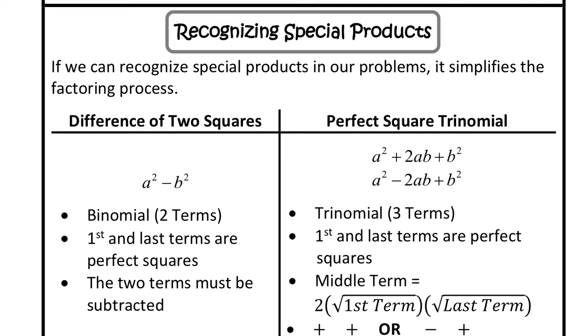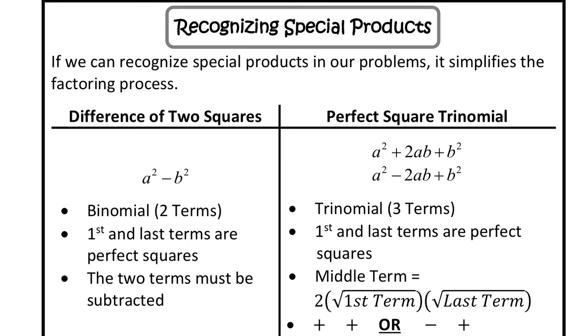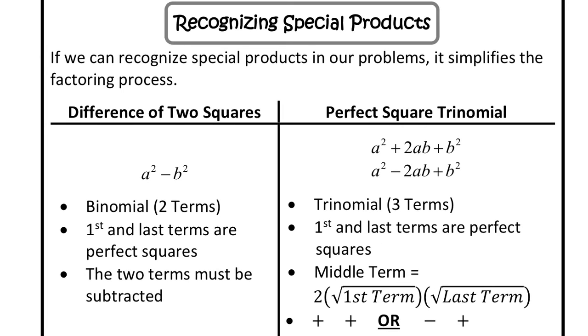As I mentioned earlier, if we're able to recognize special products, then we can recognize them in our problems, and it simplifies the factoring process. So for example, here is a difference of two squares. This is what it looks like in symbolic terms. It's a number squared minus another number squared, and it's usually made up of two terms.